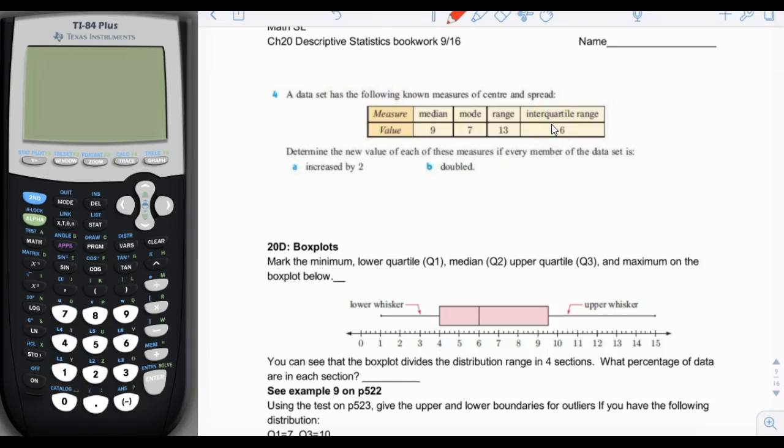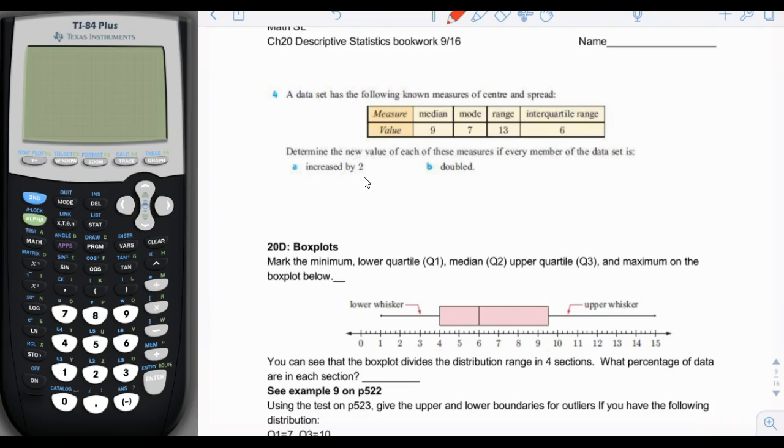Descriptive statistics, page 9 and 10. First we'll finish up this last problem from page 8. A data set has the following known measures of center and spread: median, mode, range, etc. Determine the new value of each of these measures if every member of the data set is increased by 2.